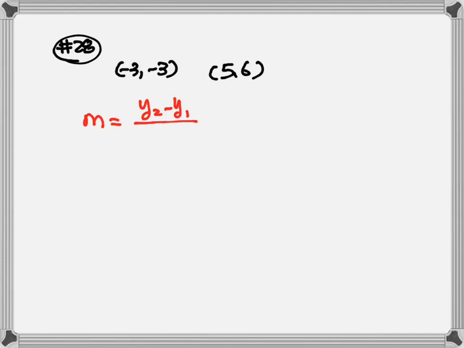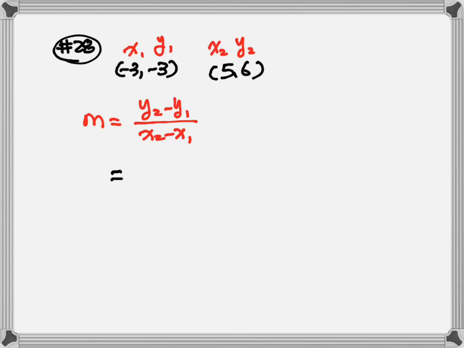Number 28, we have (-3, -3) and (5, 6). So let's write down the slope formula. m is equal to y2 minus y1 over x2 minus x1. This is x1, y1, x2, y2. Let's put that into the formula.